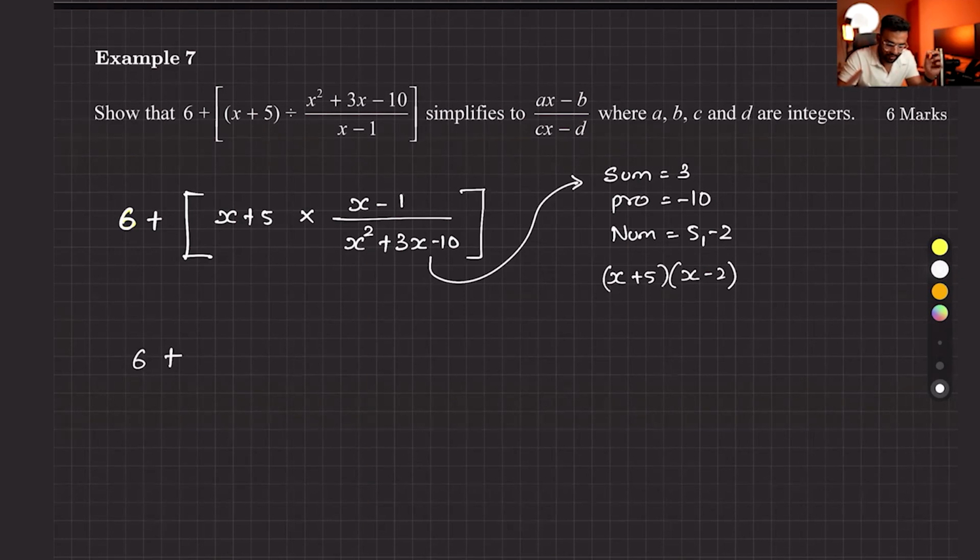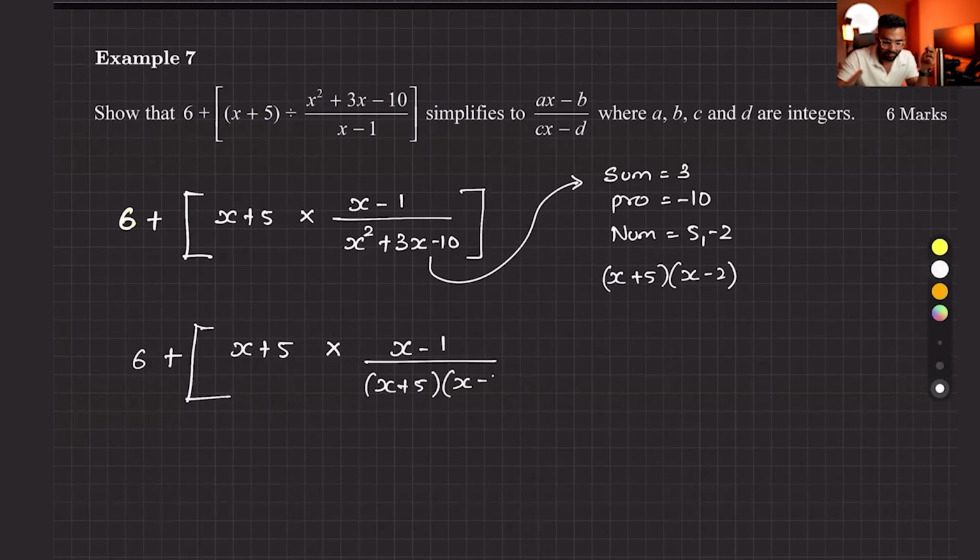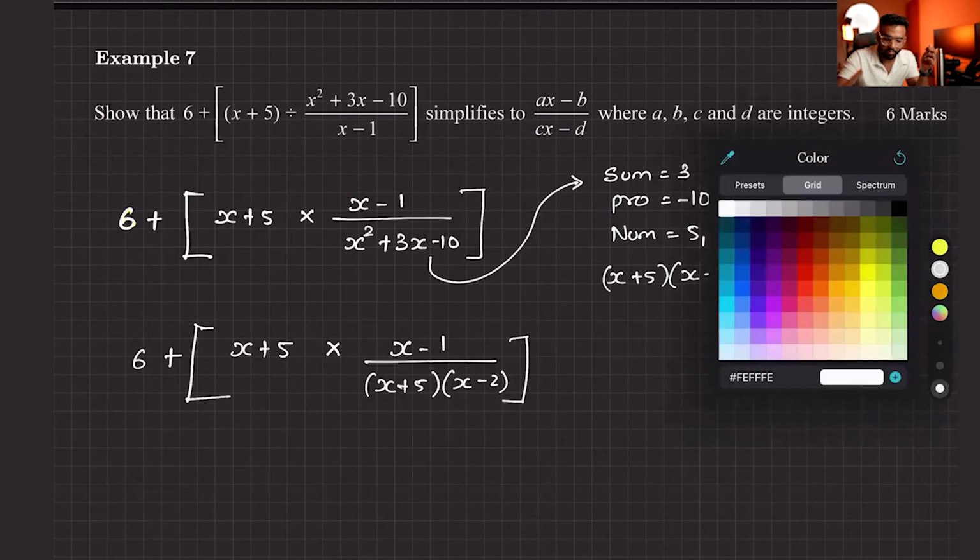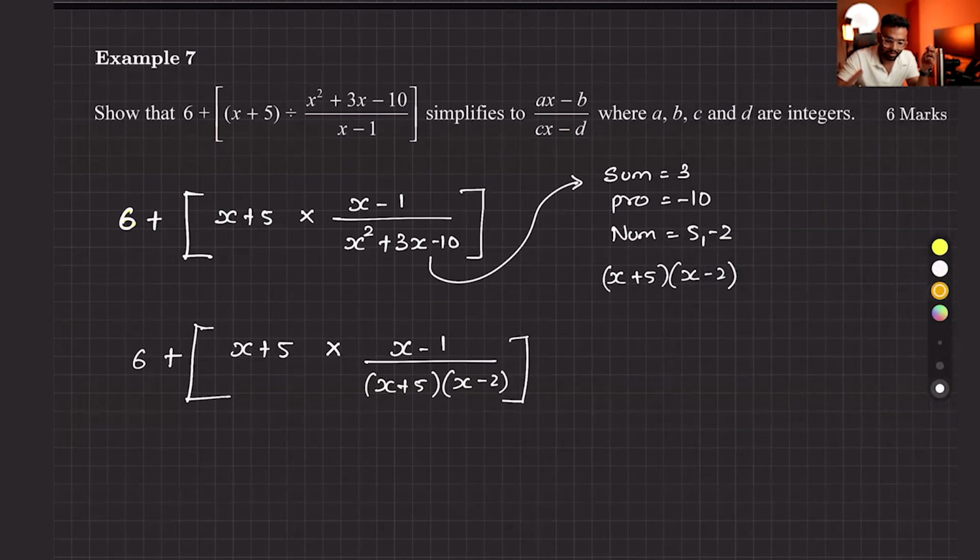We have 6 plus x plus 5 times, remember the times, x minus 1 divided by x plus 5 times x minus 2. And now you can cancel what? That and that. You're getting this? You can cancel it. Yes, this is algebraic fraction, that's the topic. So we have 6 plus x minus 1 divided by x minus 2.